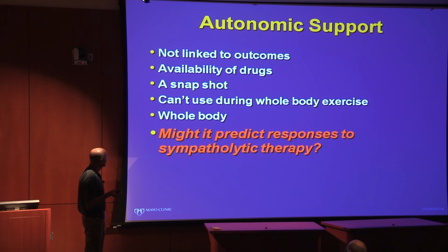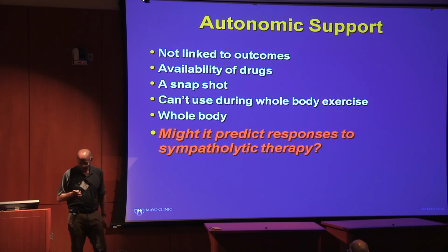Now, autonomic supported blood pressure. This is my favorite one. It's not linked to outcomes. It's limited by the availability of drugs. There are no ganglionic blockers made anymore. I have the last supply, which I spent $20,000 one year buying up.